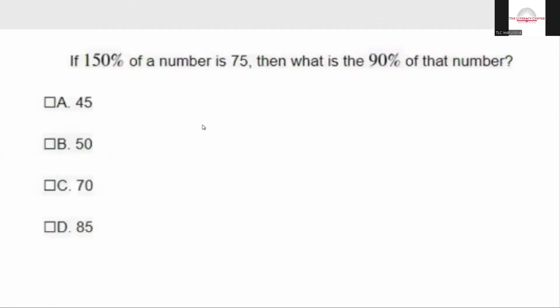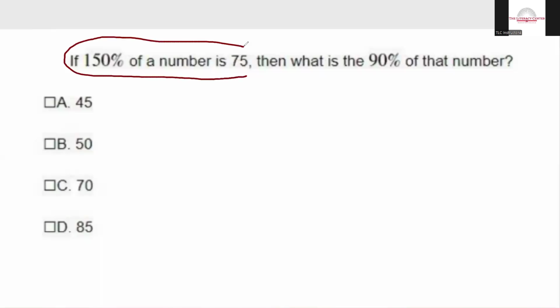If 150% of a number is 75, what is 90% of that number? This is the kind of percent problem that might make your head spin. The tricky part is that it really requires 2 steps. So let's first focus on this. 150% of a number is 75. Let's find out what that number is.